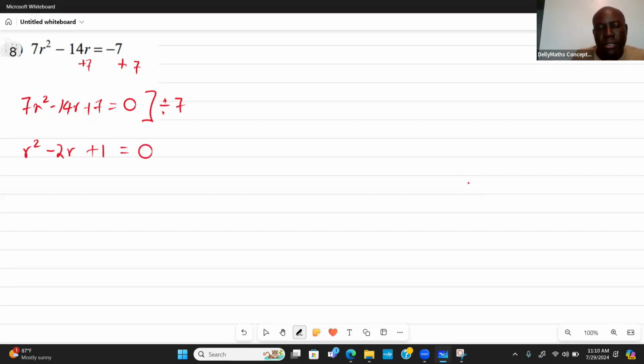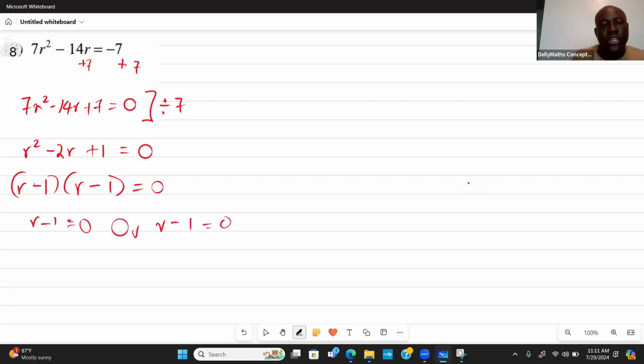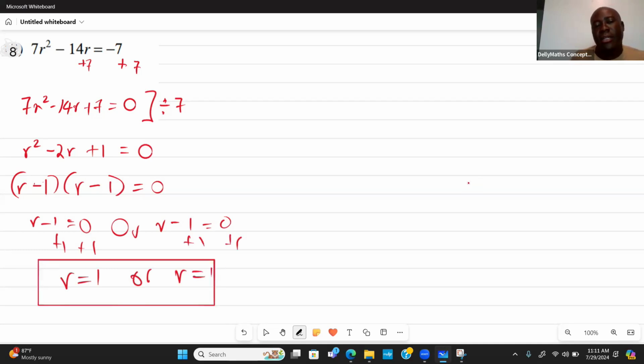Basically now, what I'm going to do is factorize this, right? If you try to factorize this, this is going to become r minus 1 into r minus 1. So this is basically a perfect square trinomial that we're looking at. And then, as you can see, we have equal roots here. The result of this is either r minus 1 is equal to 0, or r minus 1 is still equal to 0. Adding 1 to both sides, r is equal to 1, or adding 1 to both sides, r is equal to 1. So here it is that we have our solution, right?